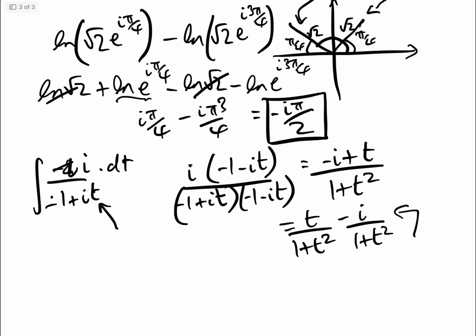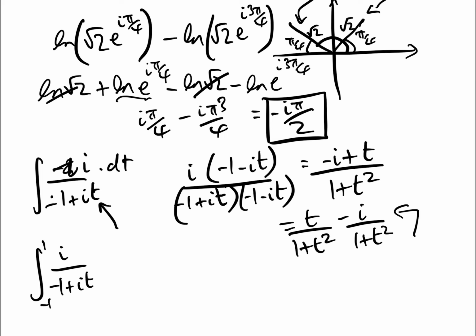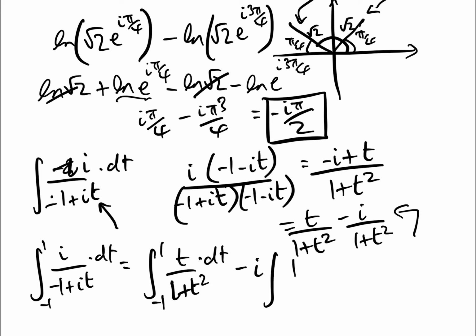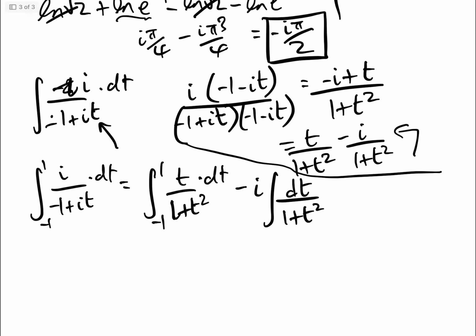So now the integral of i over minus 1 add it between 1 and minus 1 dt, we can rewrite in real form: the integral of the real part, which is t over 1 plus t squared dt, that's the real part, minus i times the integral of the imaginary part, 1 over 1 plus t squared dt. There we go. That's that. Okay, so now all we need to do is evaluate these.